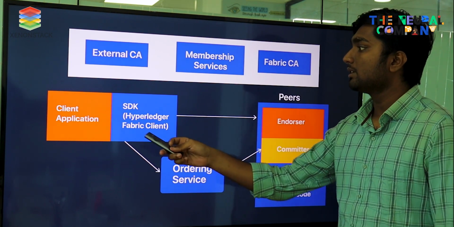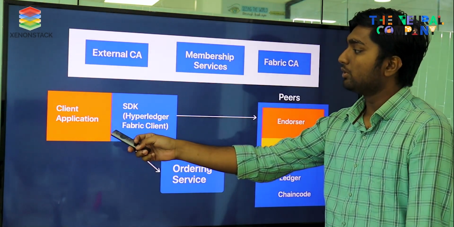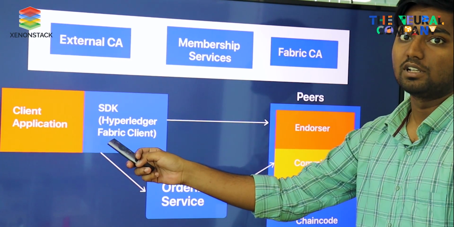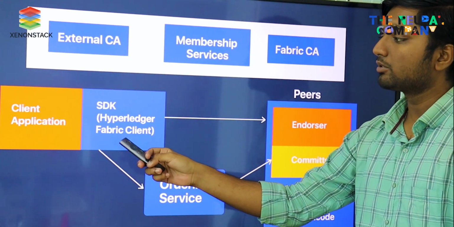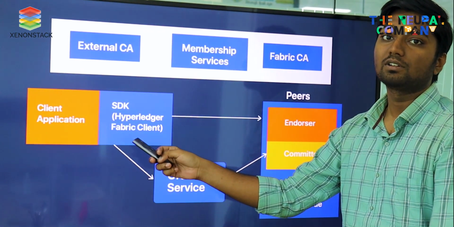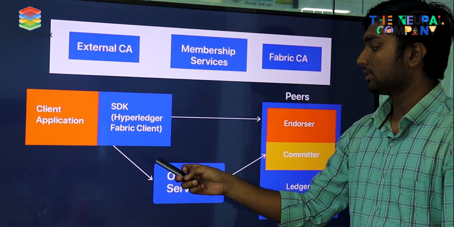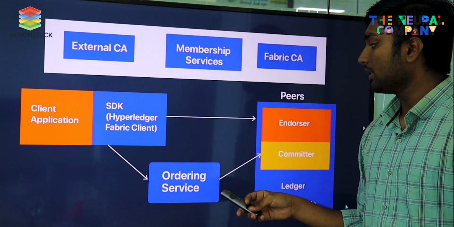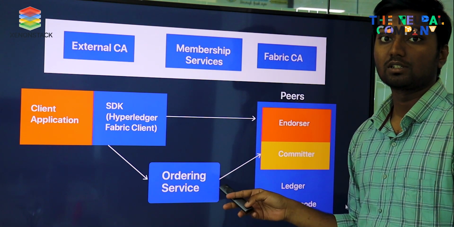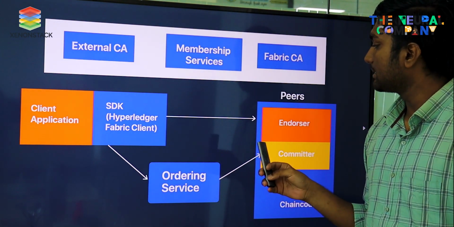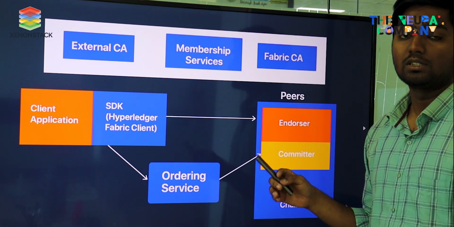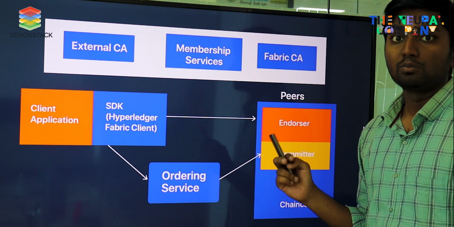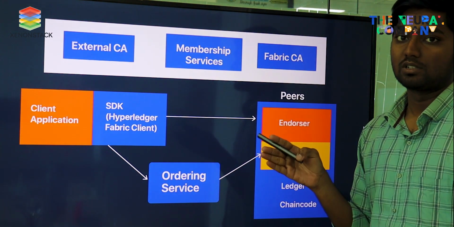And second is the client application, which are made using software development kits provided by Hyperledger Fabric itself. And these SDKs are provided in many different languages like Go, JavaScript, Java. And the third major component of Hyperledger Fabric is the ordering service. So what are ordering services? Ordering services are basically peers that order the transactions into a block and then send it to peers to put it in the blockchain network.